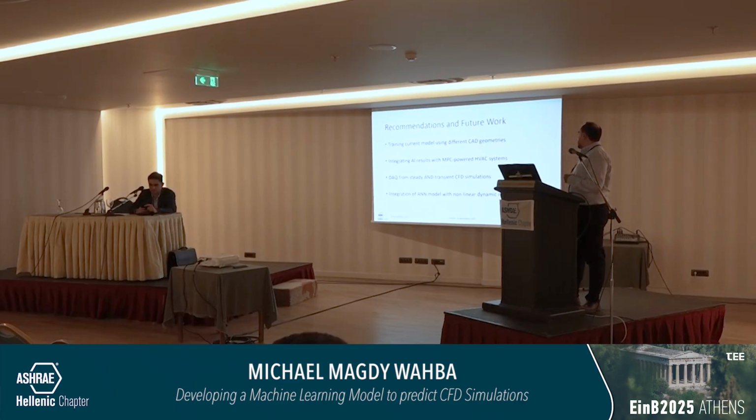We recommend using the same machine learning model on different geometry models to validate the R-squared we received, also to integrate it with an MPC-powered HVAC system, and also to use an ensemble machine learning model which integrates the linear regression with the ANN to improve the R-squared.